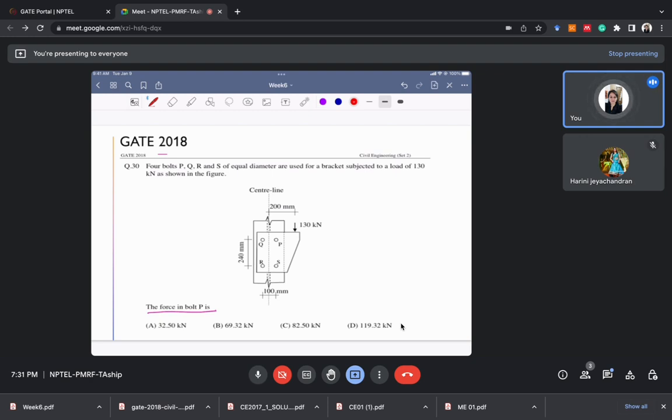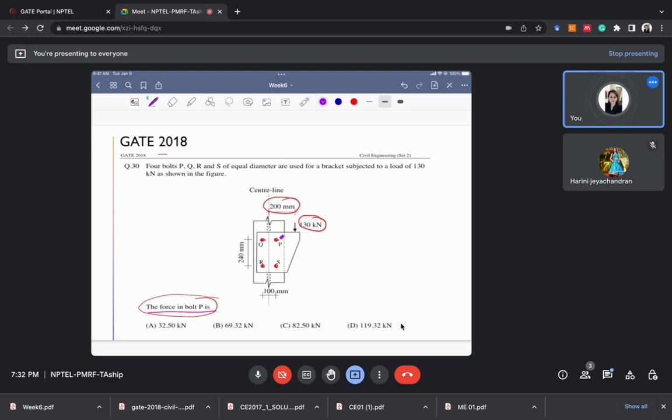Yeah, so 4 bolts are given to us, and the applied load is 130 kilonewton, which is at a distance of 200 from the line connecting the CG of the system to the applied load. And there are 4 bolts which are given: P, Q, R, S. These 4 bolts are connecting. Another thing which is given is that we need to calculate the force in bolt P. Here we need to calculate the force in this bolt, that is bolt P.